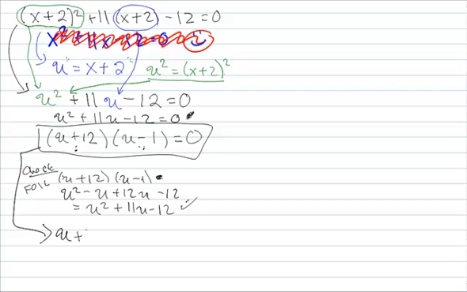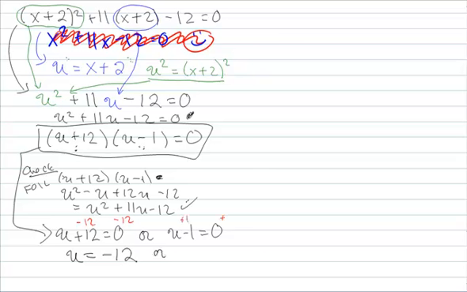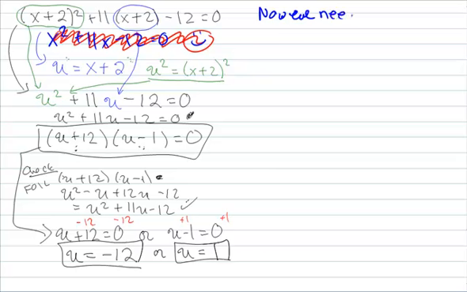So we're going to convert this and say u plus 12 is 0, or u minus 1 is 0. We're going to solve for u, so we subtract 12 from both sides. So we've got u equals negative 12, or over here we'll add 1 to both sides and get u equals 1. So we have either u equals negative 12 or u equals 1, which is all well and good, except we need x's. And we're really excited about x's. So we're going to basically resolve this problem again.